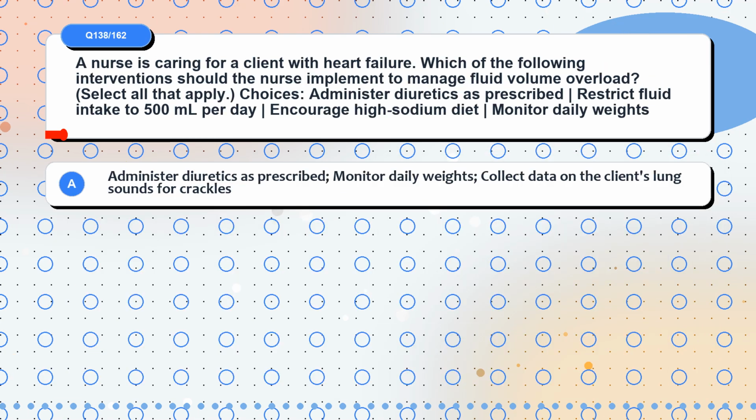Question 138. A nurse is caring for a client with heart failure. Which of the following interventions should the nurse implement to manage fluid volume overload? Select all that apply. Choices. Administer diuretics as prescribed. Restrict fluid intake to 500 ml per day. Encourage high sodium diet. Monitor daily weights. Here are the options. Option A. Administer diuretics as prescribed. Monitor daily weights. Collect data on the client's lung sounds for crackles.